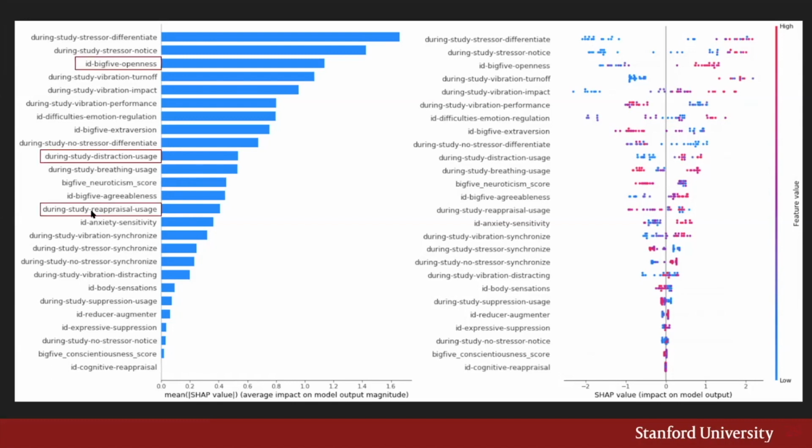For the sake of time, I'm going to focus on these 3 features that we'll be reviewing in the next slide. First is Big Five openness, which had the largest contribution among the Big Five measures. The second and the third are the 2 affect regulation strategies used during the study. The first one is how much the participant used distraction as a way to regulate their emotion during the stressor portions of the study. And the third one is how much they use the strategy of reappraisal, which means cognitive reframing of a situation to have a different emotional experience during the study.